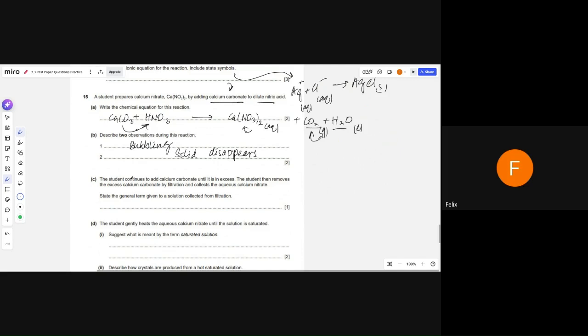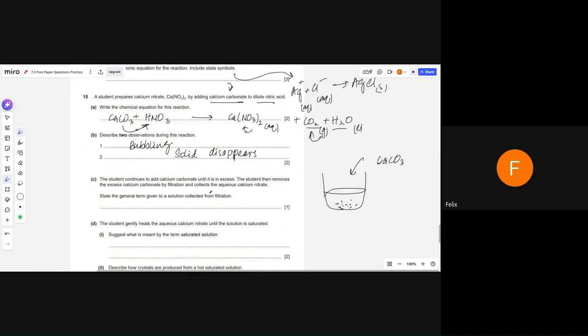Next question is, the student continues to add calcium carbonate until it is in excess. So we have this beaker and we are adding more and more calcium carbonate until we start seeing a precipitate of calcium carbonate, because it cannot dissolve anymore. So it will start settling down at the bottom. So the student then removes the excess calcium carbonate by filtration and collects the aqueous calcium nitrate.